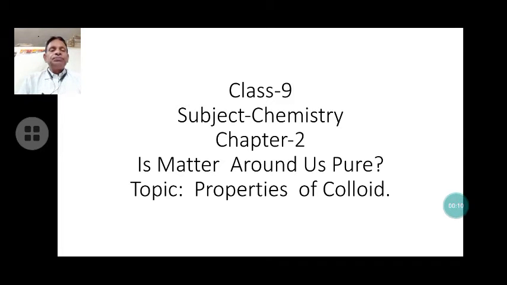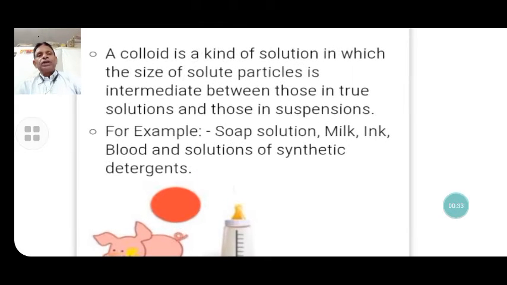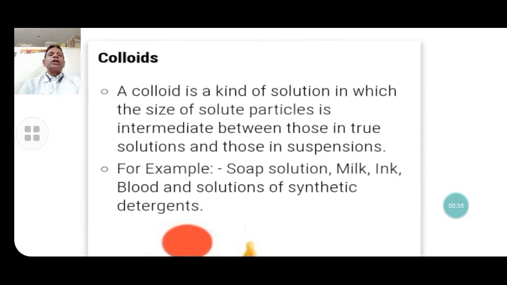In the last video we discussed the concentration of solution and the types of solution. We also discussed the heterogeneous mixture. Colloid is a class of heterogeneous mixture, and we are going to discuss its properties and types in detail. Here, colloid or colloidal solution.